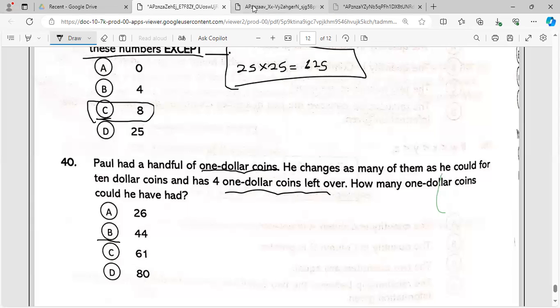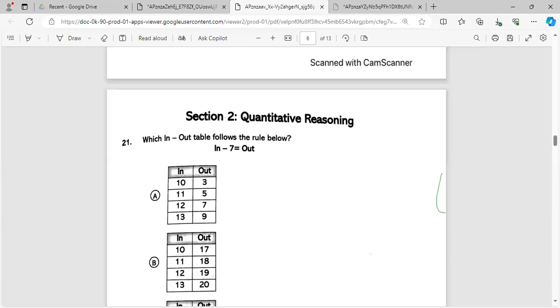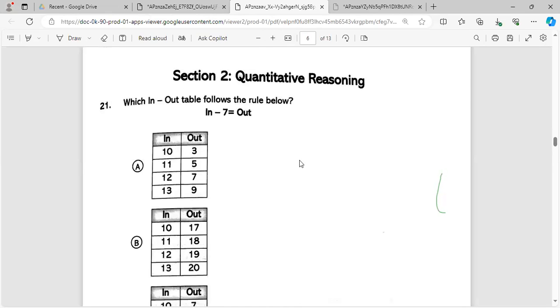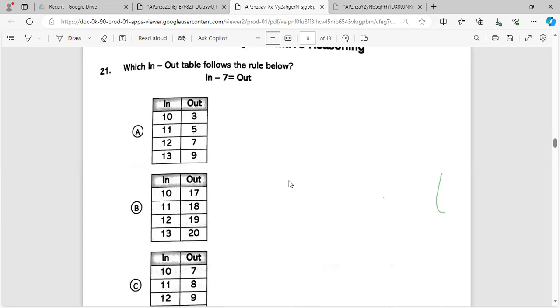Alright, next paper, guys. You can see my screen? Yes, sir. It said which in out table follows the rule in minus 7 equals out. See, I guess I have to show you. Okay. Look at it, guys. Which one follows the rule in minus 7 equals out?